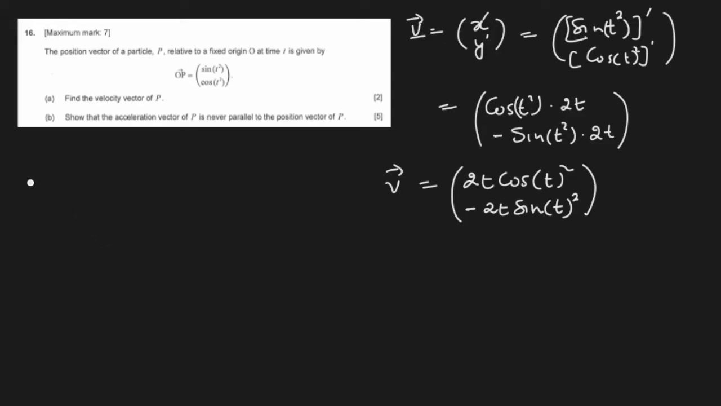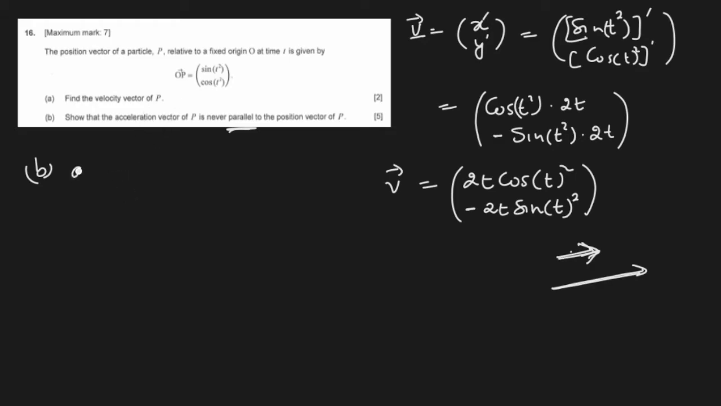Okay, B. Show that the acceleration vector of P is never parallel to the position vector. So we should know that two vectors are parallel if one is a multiple of the other, right? This is a vector, this is another vector, they are parallel. So the bigger one will be a multiple of the smaller one, that multiple being more than 1, or the smaller one will be a multiple of the bigger one, the multiple being less than 1. Okay, so we have to show that they are not multiples, in other words.